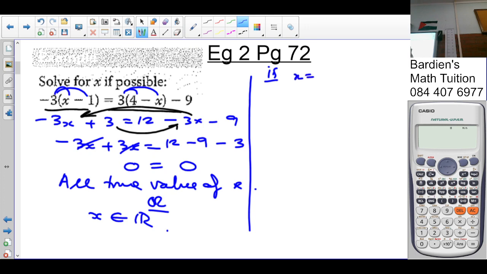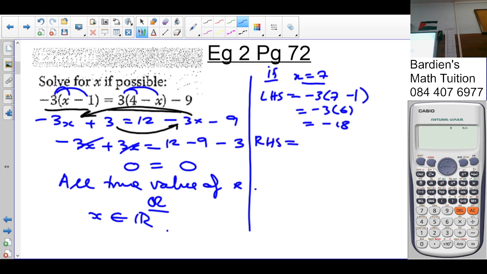X is equal to 7. The left hand side is going to be negative 3 into 7 minus 1, which is negative 3 into 6, which is negative 18. Let's go with the right hand side. It's going to be 3 into 4 minus 7 minus 9. So it's 3 into negative 3 minus 9, which is negative 9 minus 9, negative 18.